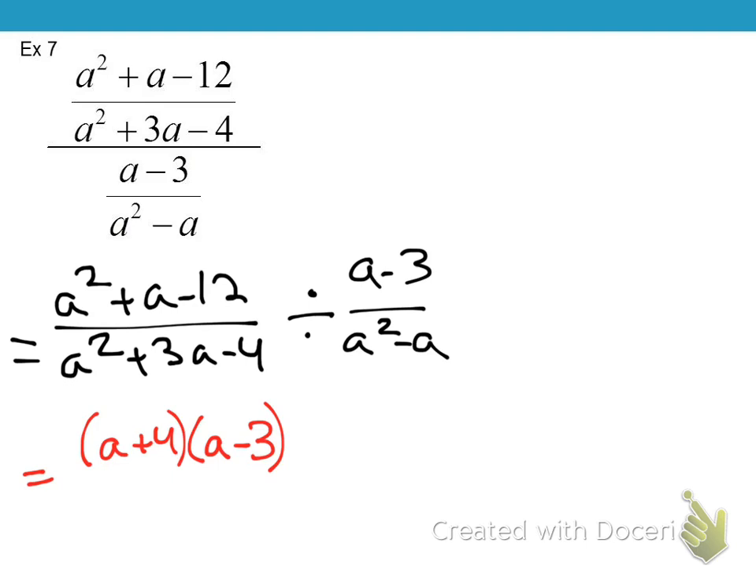Okay. We also want what multiplies to negative 4 and adds to positive 3. A plus 4, A minus 1. Thank you. Can we keep, change, flip at the same time? You guys all down with that?